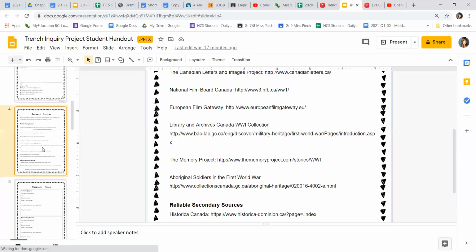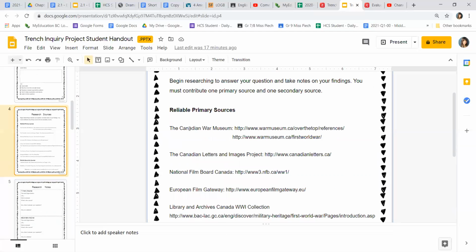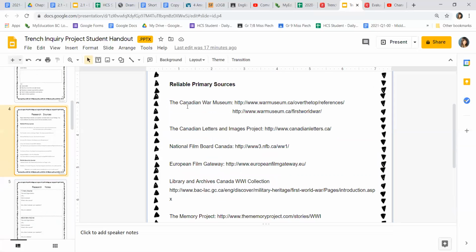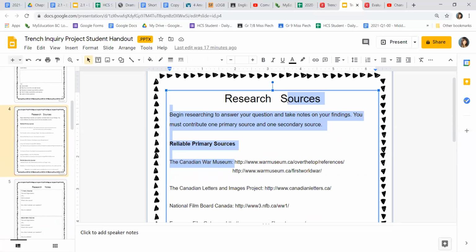Moving on to the next one here. This gives you some different sources. So this is what you're going to look at. They have listed some primary sources. So if you even just go here, oh, that did not work out well.